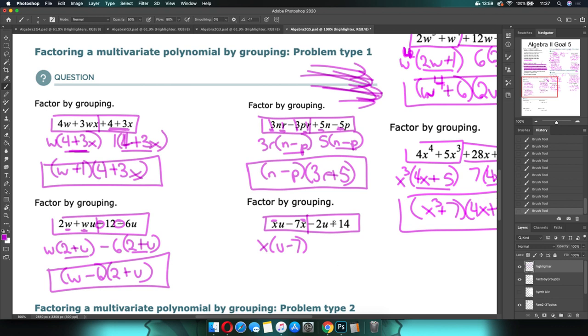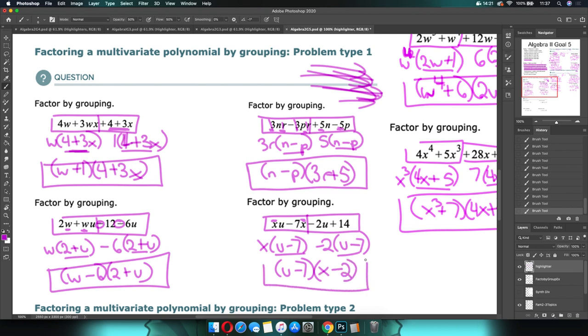So let's see here. I need this to be a negative, which means I need to do that to be a positive, which means not just am I pulling out 2, I'm pulling out negative 2. And then that will be u minus 7, because I pull out the negative 2, and then I pull out the negative 2. So does it match? Yes. So what do we have? We have u minus 7 and then x minus 2.